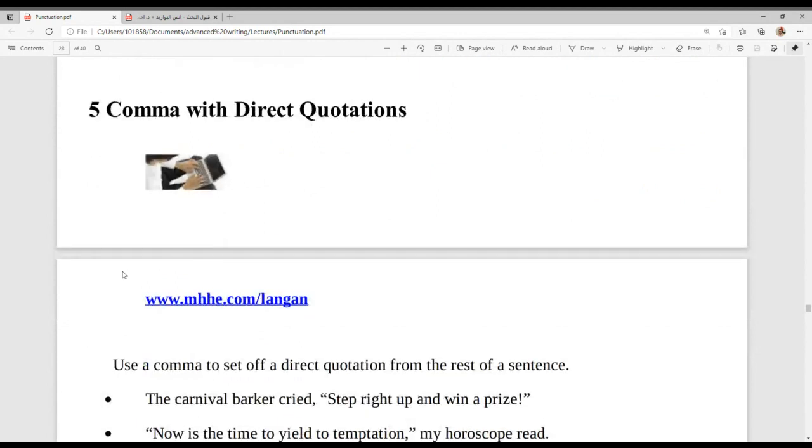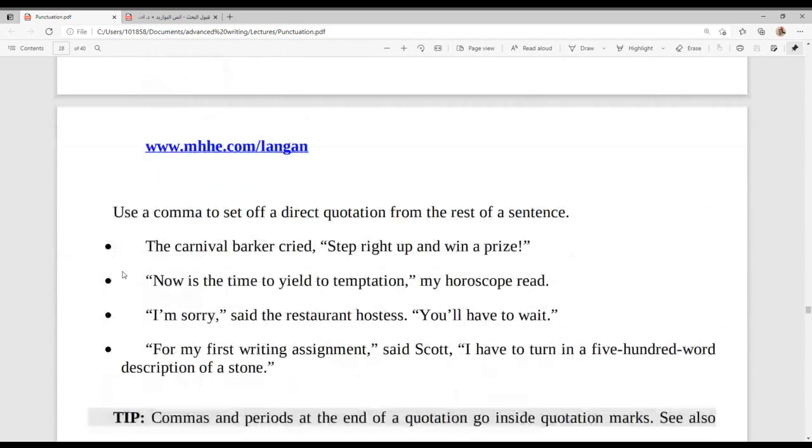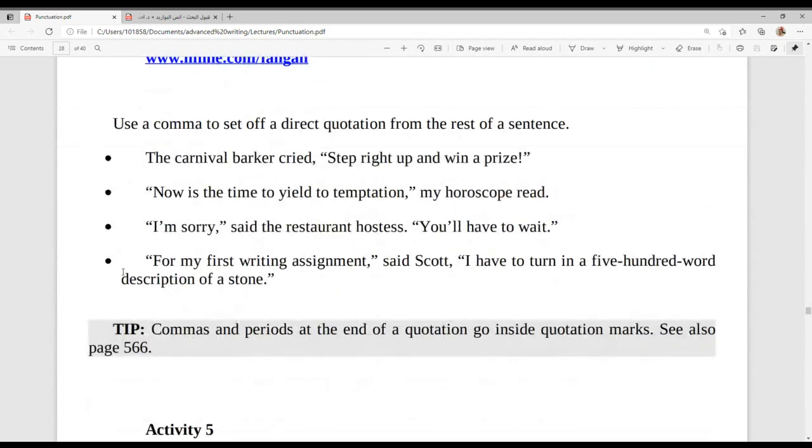Now, number 5, comma with direct quotations. Use a comma to set off a direct quotation from the rest of a sentence. We talked about this in the first example that we presented at the beginning of the lecture. Here: the carnival Parker cried, comma, step right up and win a prize.